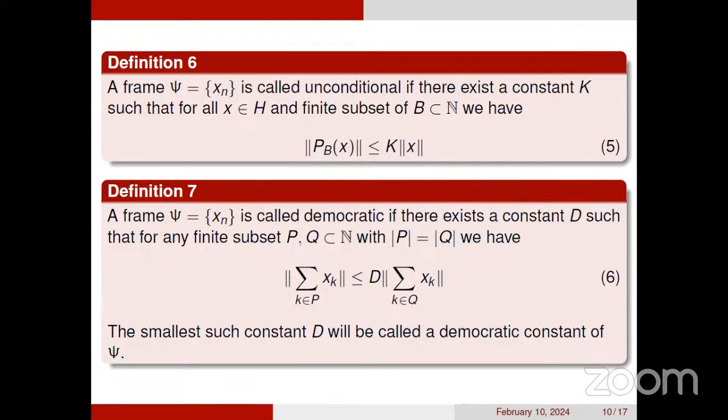The last one is the democratic frame. A frame is called democratic if there exists a constant D such that for any finite subsets P and Q of the natural numbers N with equal cardinality, we have inequality 6. The smallest such constant D will be called the democratic constant of the frame.